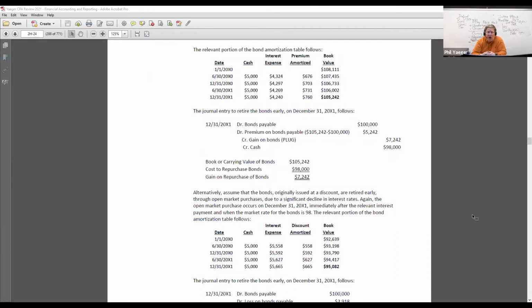So the unamortized bond discount is going to do what to the bonds payable account? Increase it or decrease it? Decrease it. Why? Bonds payable is a credit. Bond issue cost is a debit. It's going to reduce it.